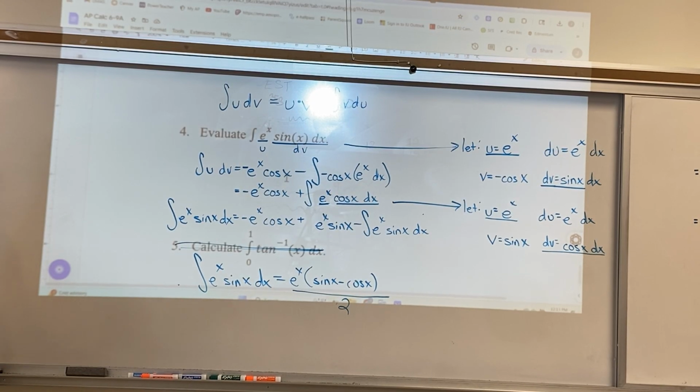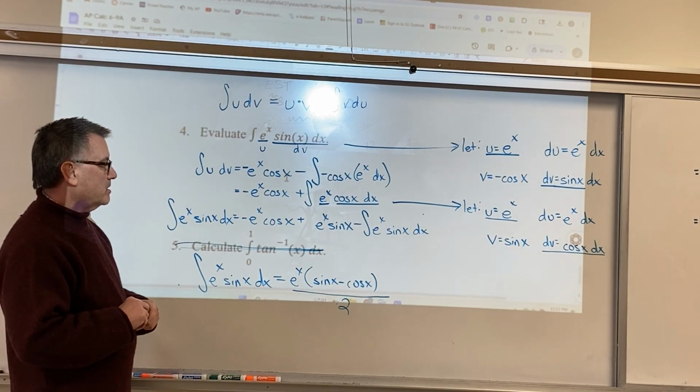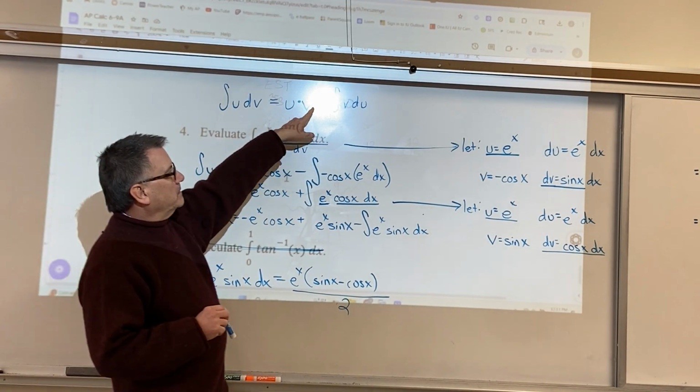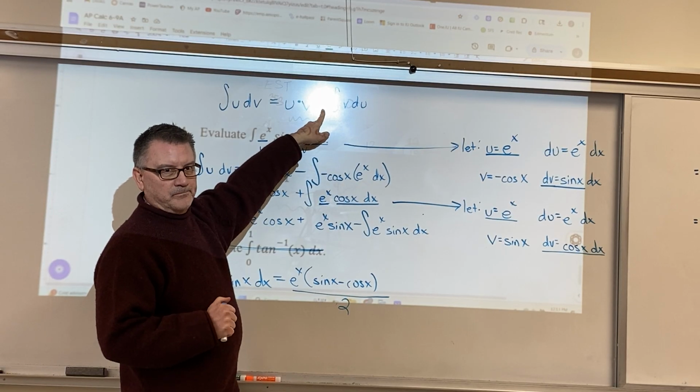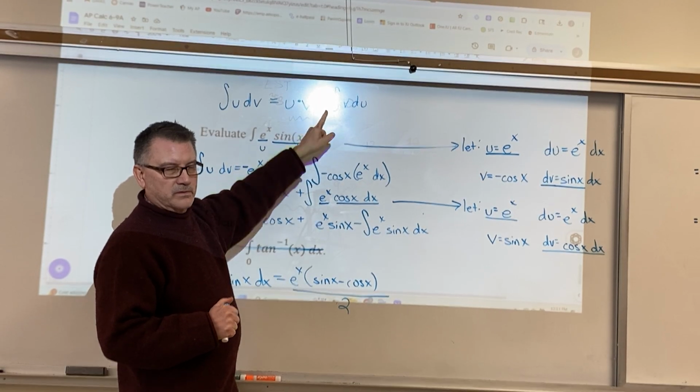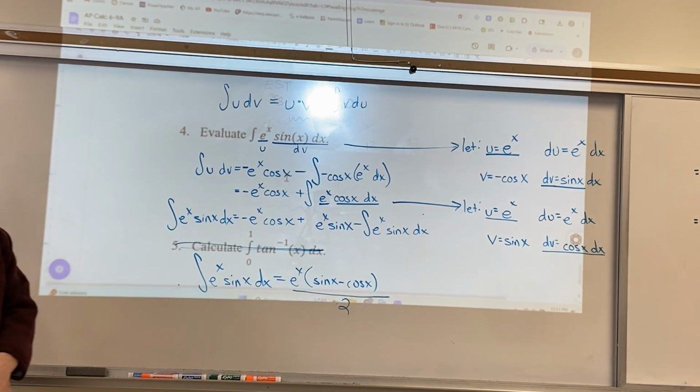If it was plus, you'd end up and then it would go away. It wouldn't work, but with integration by parts, it's always minus the integral. So you've got always minus the integral. But if for some reason it canceled each other out, it wouldn't work. I thought that was cool.